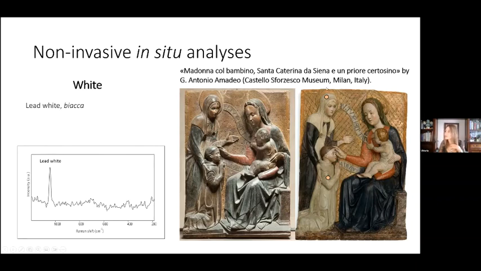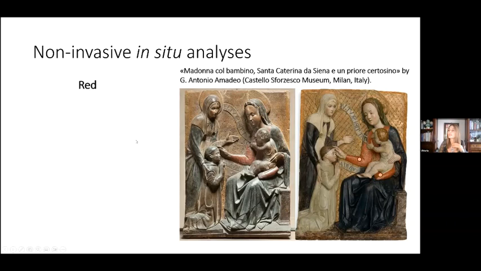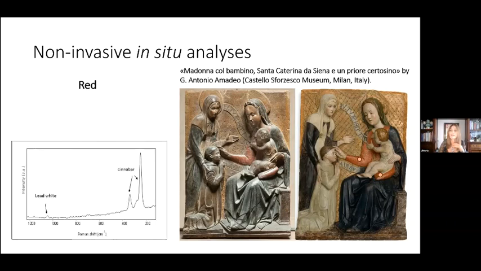The white points that you can see as orange points on the figure were made of lead white, that is basic lead carbonate, and it is an inorganic, natural or artificial pigment. Then the red areas were recognized as cinnabar, and you can see also a bit of lead white.